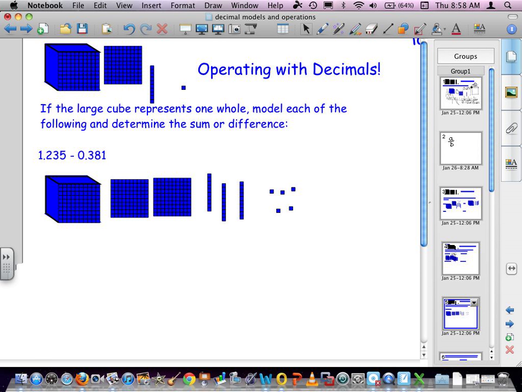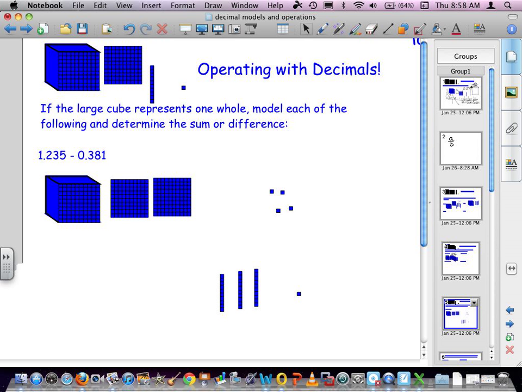Okay, can I take away 1,000? Are you sure? Because I see one right here. So I'm going to take away 1,000. I'm going to put it down there. Good with that. Okay. Can I take away 8 hundredths? I have 3. I can take away 3. What else will I have to do?